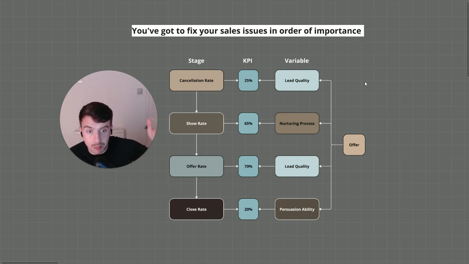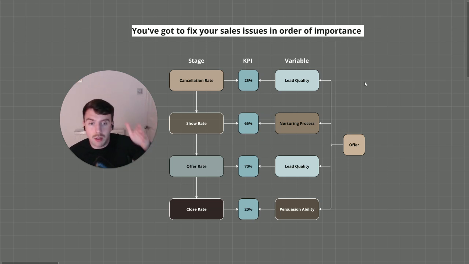How can we improve lead quality? Well, that is in part an issue with marketing, or the offer or whatever that may be. Offer comes into all of this. Offer impacts lead quality, impacts people's show rates, impacts close rates. So that offer is a thing that juices this entire system. It's either a tailwind or a headwind, depending on whether it's good or bad. But that's a topic for a different video. I've just mentioned it here because it is crucial to this process.